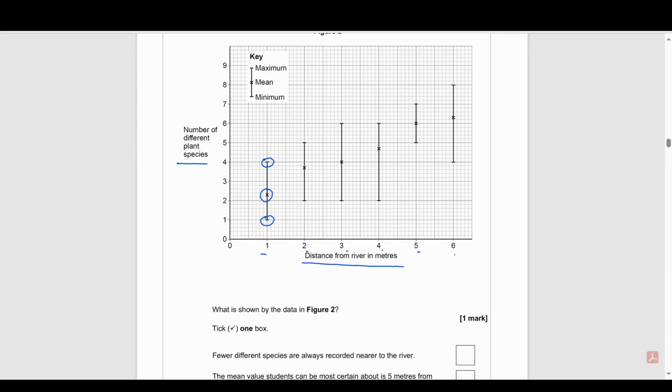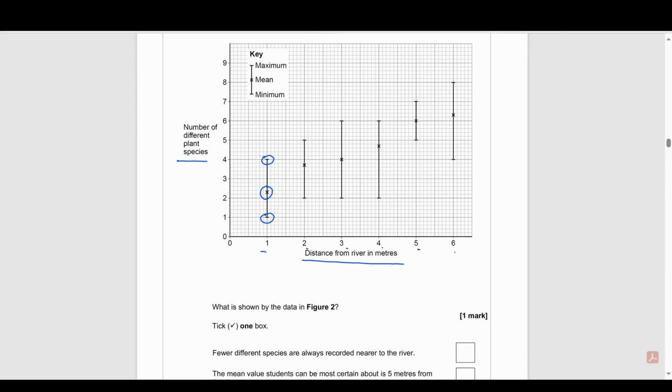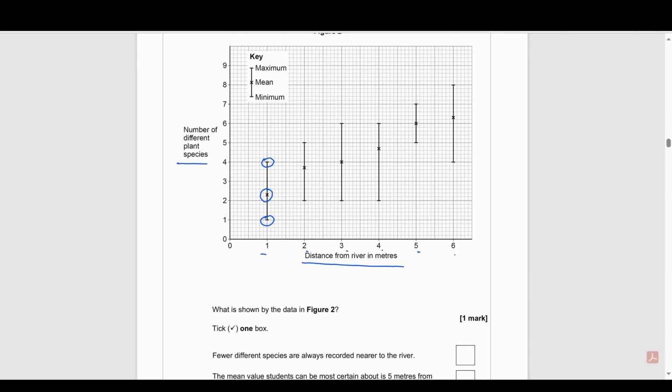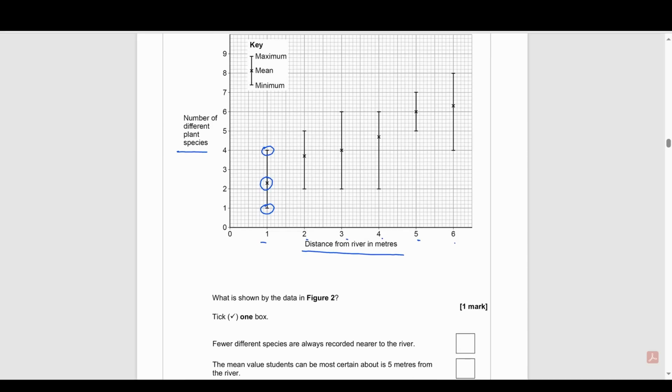What is shown by the data in figure 2? Tick one box. Fewer different species are always recorded nearer to the river. So this statement means that as the number is lower, we should always expect everything to be lower.